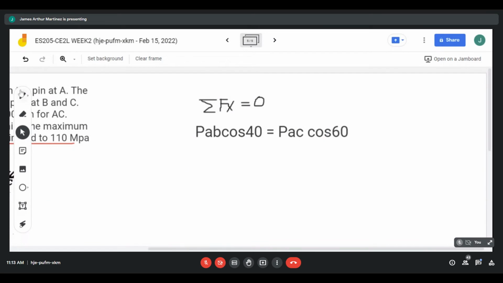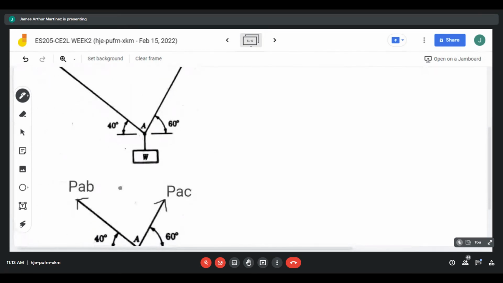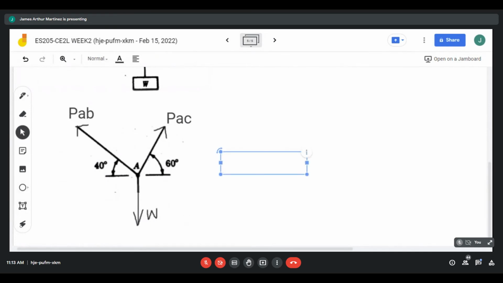And then for the summation of forces on the y-axis equal to 0, what are the forces involved? You have W going down, so we can take forces going down equal to forces going up. So W is equal to PAB sine 40 plus PAC sine 60.